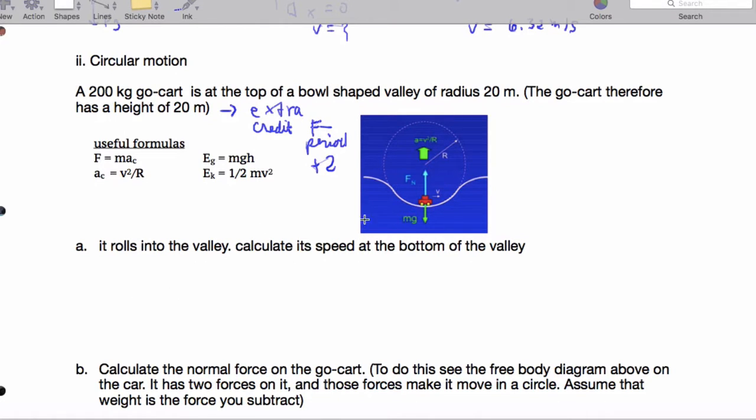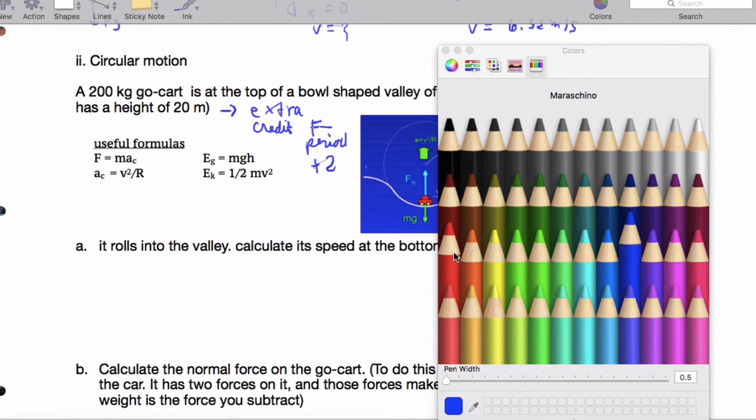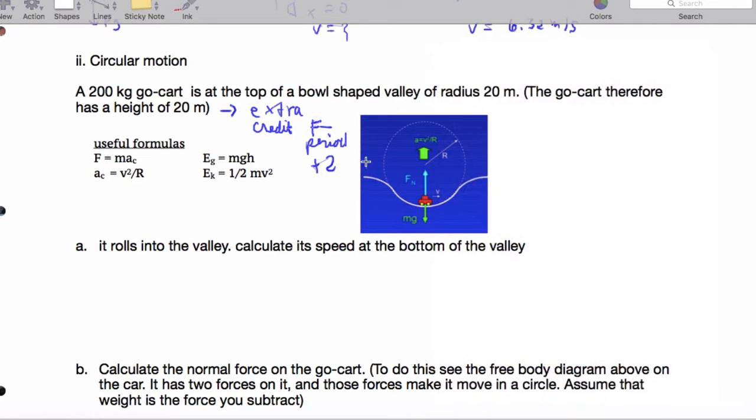So we want the speed of this thing at the bottom of the valley. So let's be clear. It starts here. Let me just try to draw it. I wonder if I can draw a car as well as this graphic from 1997 can. Okay, here we go. So we got a height h here.